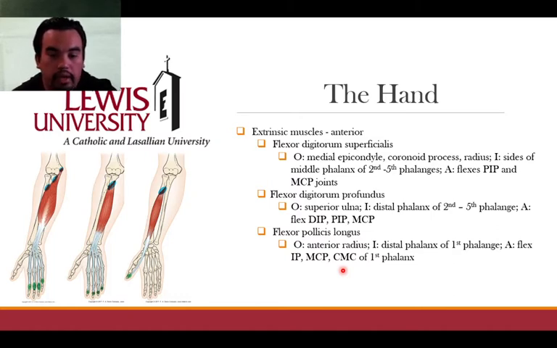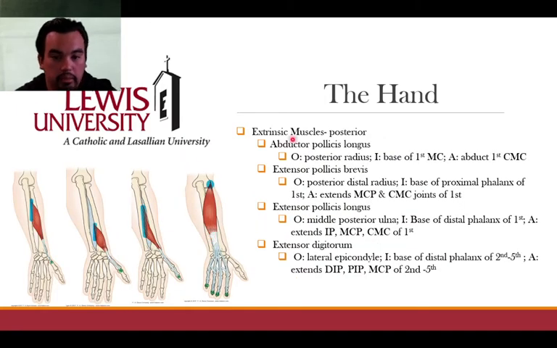So we have the extrinsic muscles. We have the flexor digitorum, the flexor superficialis, profundus, and longus. So you see them here. So flexor digitorum, pollicis, fingers, thumb. Extrinsic muscles, posterior: abductor pollicis, extensor pollicis, and extensor digitorum. So you see them all here. They're all in order, left to right.